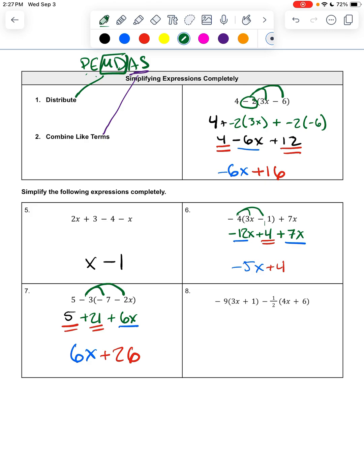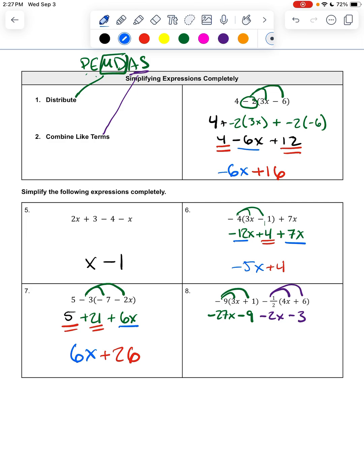And lastly, in number 8, we might have more than one distribution. We still distribute each one and then we combine our like terms. Negative 9 times 3x becomes negative 27x. Negative 9 times positive 1 becomes negative 9. I'm going to switch colors here. Negative 1/2 times 4x becomes negative 2x. And negative 1/2 times 6 becomes negative 3.